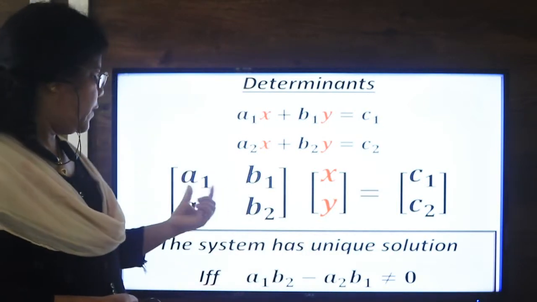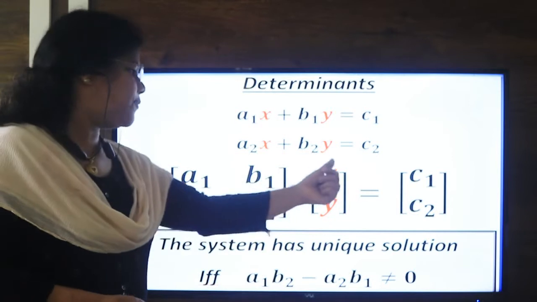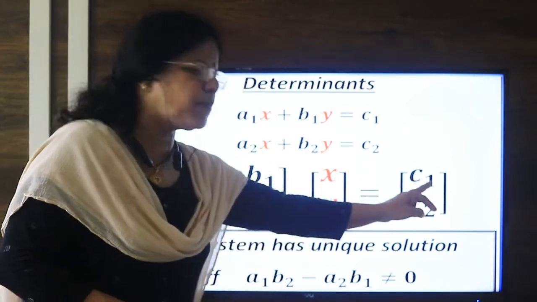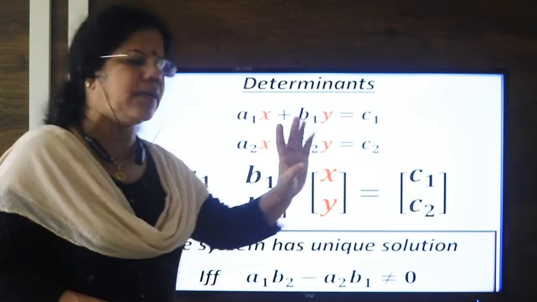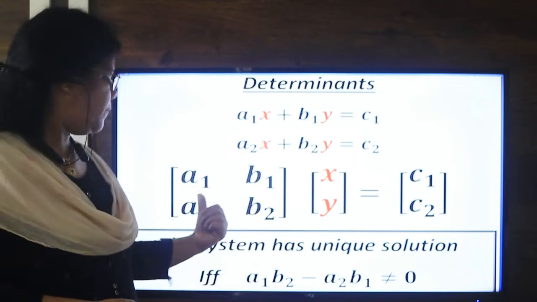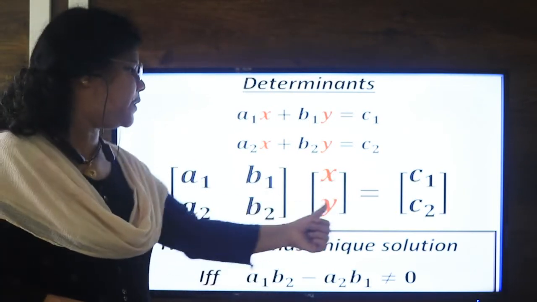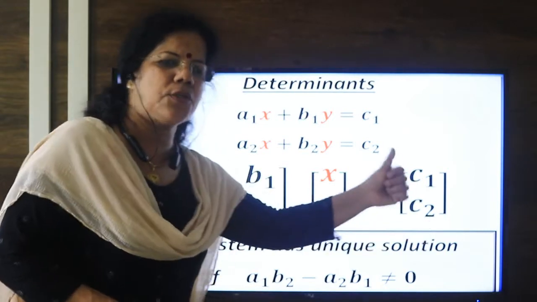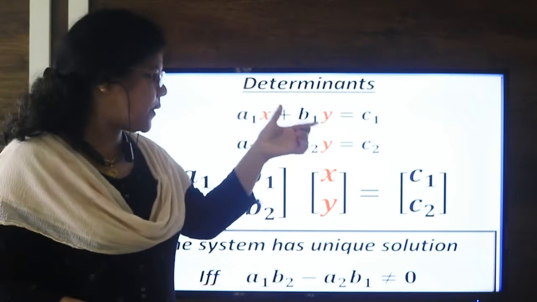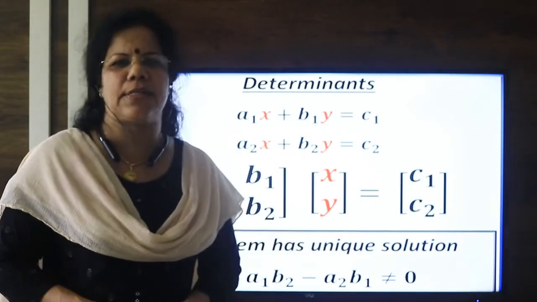Now, if you check the learned concept, first row with the first column gives a1x plus b1y, equating with the corresponding element of the first row, which is c1. That is the first equation, a1x plus b1y is equal to c1. Similarly, second row with the first column gives a2x plus b2y is equal to c2, the second equation. So very clearly, these two linear equations in two variables can be expressed as a matrix equation.